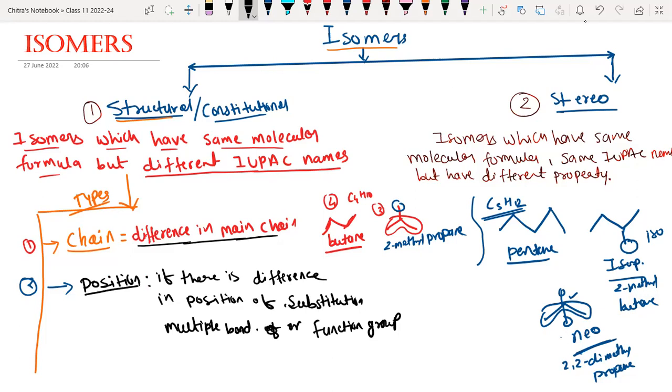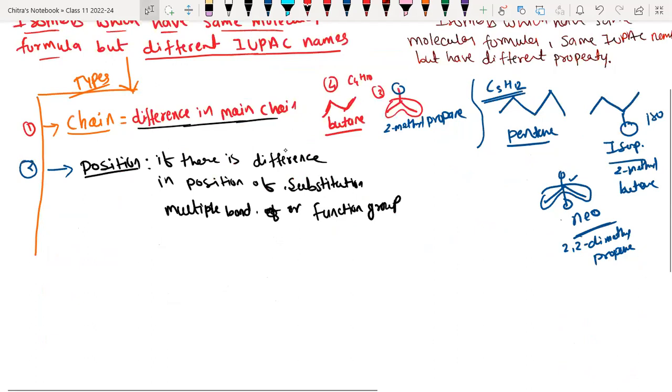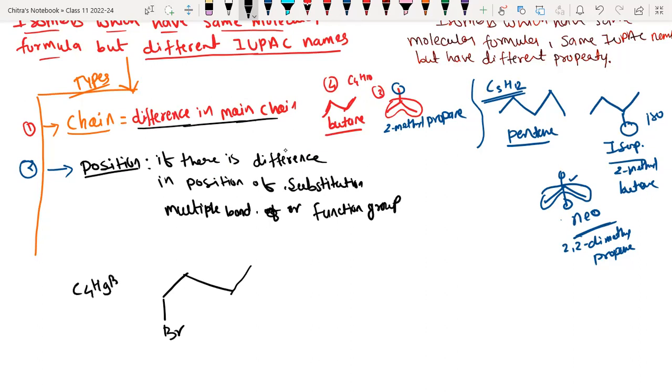Again we have to go through an example. Suppose we have taken butane again. On butane we have bromine. So this is bromobutane, and the molecular formula is C4H9Br. But if we change the position of bromine to the second carbon atom, it may be like this.